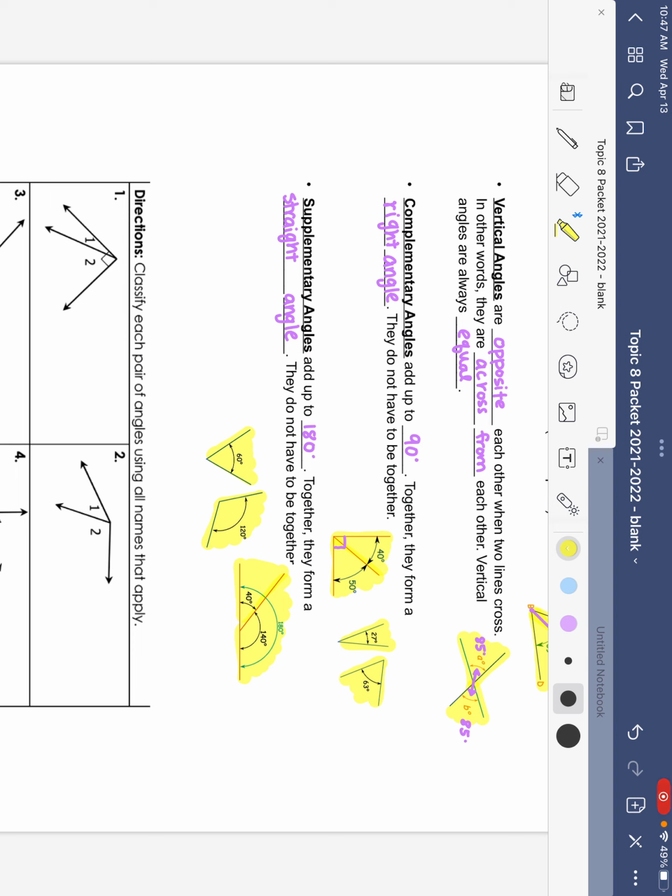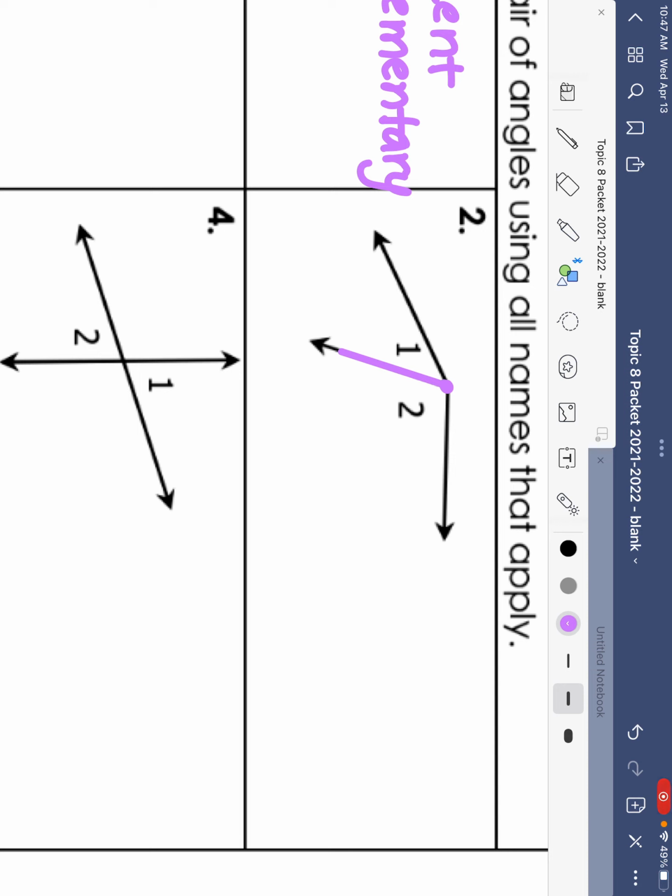Now number 2. What I know about these two angles is they share that common point and they share that common side. So I know that they are adjacent, but I don't know what either of their angle measures are, and they don't make a straight line or a right angle. So I can't classify them as complementary or supplementary. All I can say is that they are adjacent.